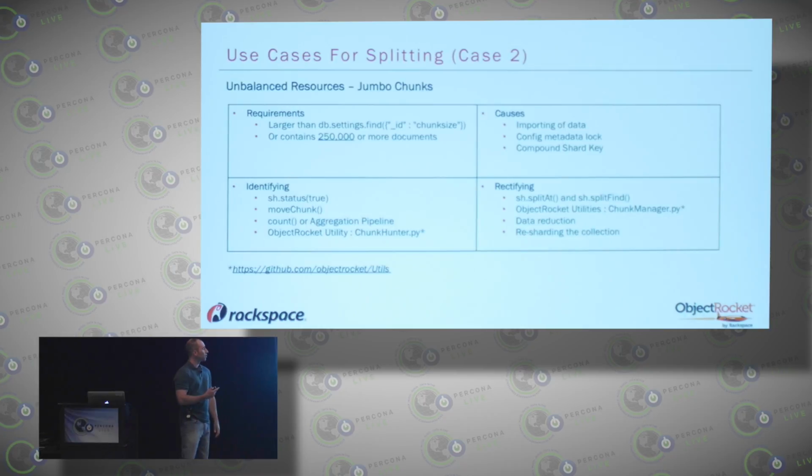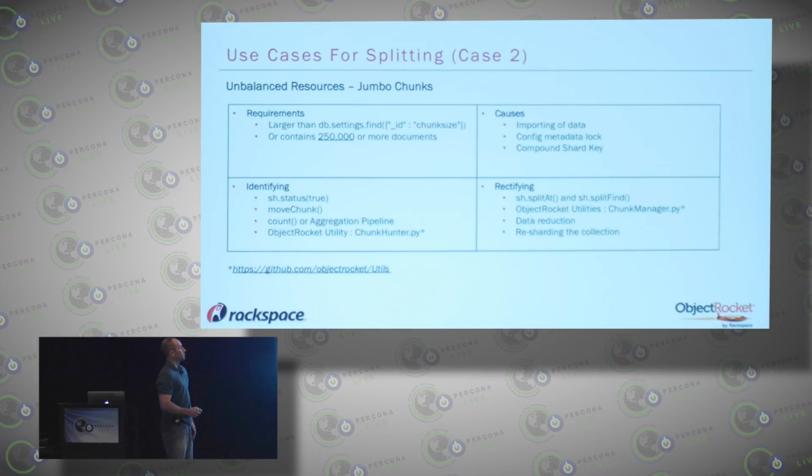Another way to solve a lot of splits is, again, to use our ObjectRocket utility, chunk_manager.py, which I'm going to explain in the next slide, or data reduction, which I mentioned for when your documents exceed the 250K. That's the only way to resolve that, unless you just leave that chunk on that shard indefinitely and don't try to move it ever.